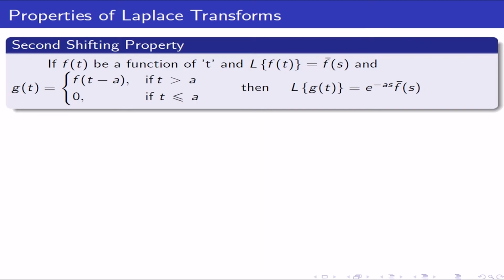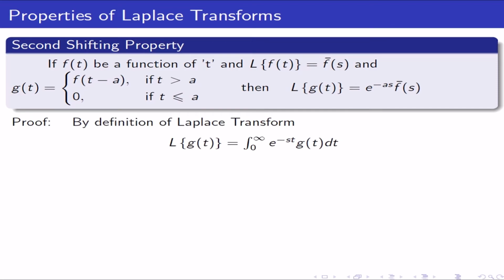If f of t is a function of t and the Laplace transform of f of t is equal to f bar of s, let us define a function g of t such that g of t is equal to f of t minus a for all t greater than a, and 0 for all t less than or equal to a. That is, from 0 to a, the function g of t is 0, and for all values of t greater than a, g of t is f of t minus a. Then the Laplace transform of g of t is equal to e to the power minus as f bar of s. Let us see the proof of this theorem or property.